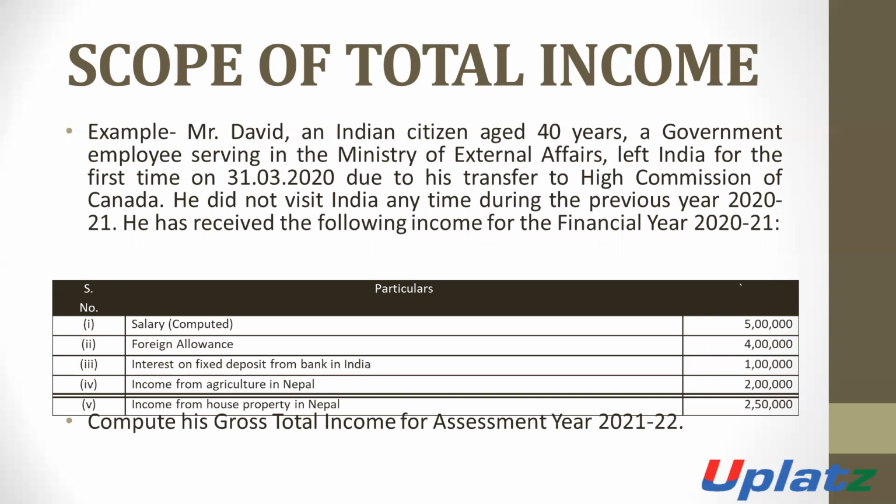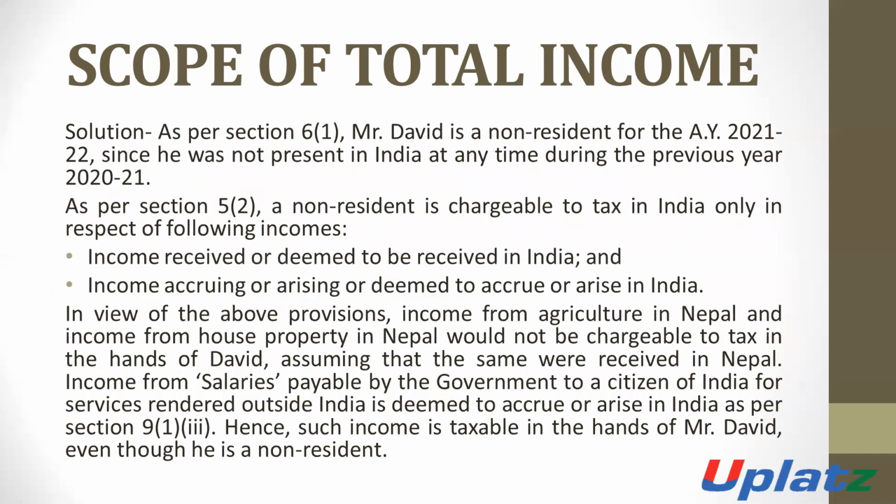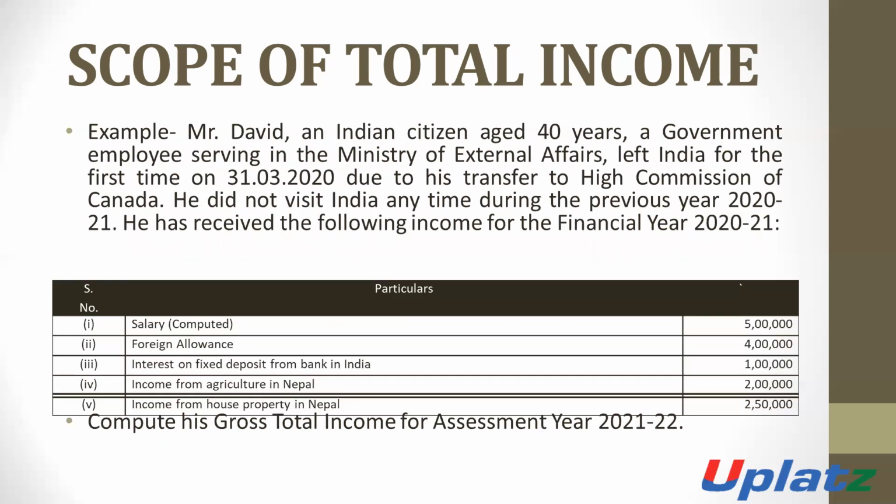He has received the following income for the financial year 2020-21. Salary 5 lakh rupees, foreign allowance 4 lakh rupees, interest on fixed deposit from a bank in India 1 lakh rupees, income from agriculture in Nepal 2 lakh rupees, income from house property in Nepal 2 lakh 50,000 rupees. On the basis of this, we need to calculate the gross total income of the assessee for assessment year 2021-22.